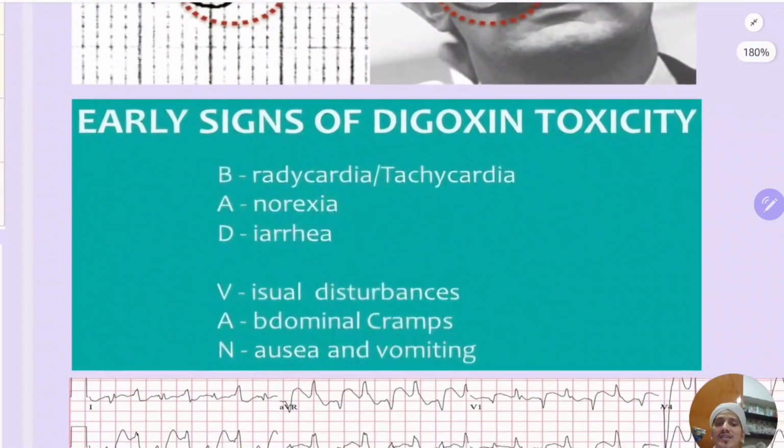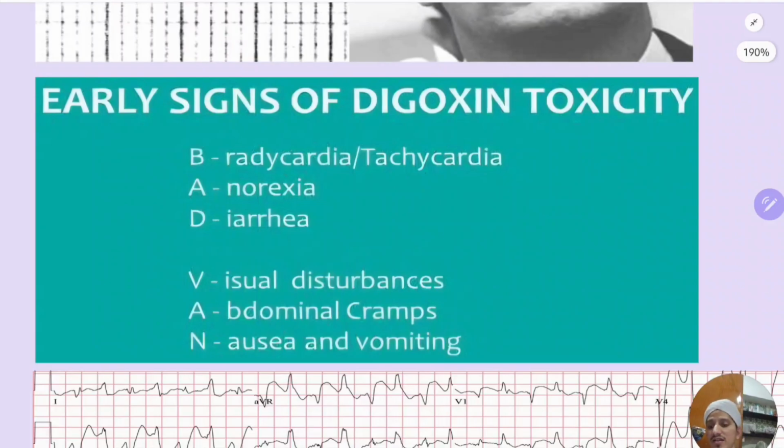So what are the early signs of digoxin toxicity? Remember, the earliest signs of digoxin toxicity are GI side effects. GI signs. What are the GI signs? Anorexia, diarrhea, abdominal cramps, nausea, vomiting. These are the earliest signs of digoxin toxicity.